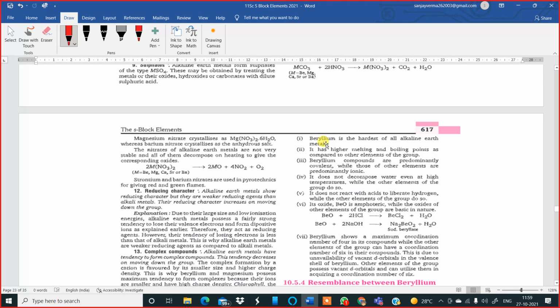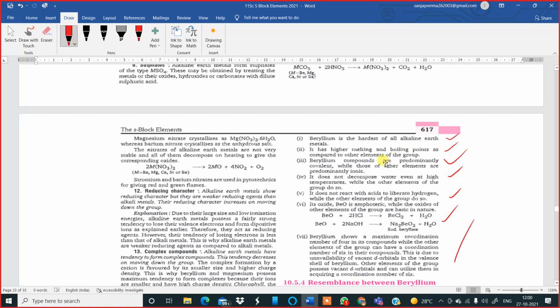The properties are given point wise. Go through these properties yourself. It is the hardest of all alkaline earth metals, with a higher melting point. Beryllium compounds are predominantly covalent. It does not decompose water even at high temperatures. It doesn't react with acids to liberate hydrogen. But the oxide of beryllium reacts with hydrochloric acid and alkali to form salt and water.